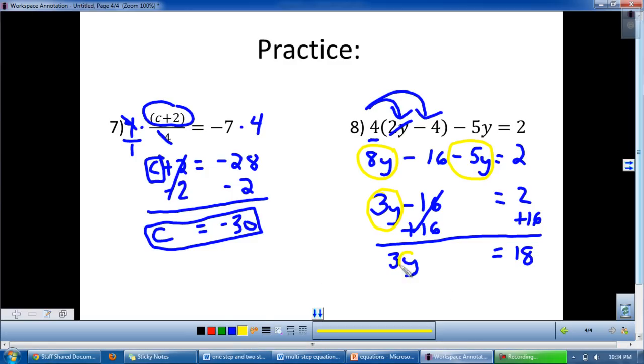Lastly, circle y, and we need to find the reverse operation for this multiplying by 3. Well, the reverse operation of multiplying by 3 is dividing by 3. So 3 cancels out, leaving us with y. 18 divided by 3, that is 6. So our solution for our equation is y equals 6.